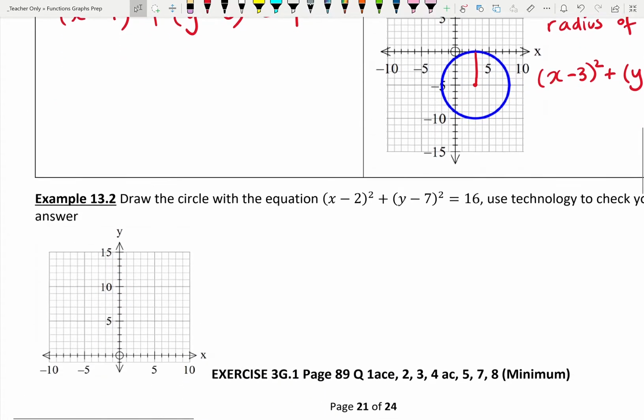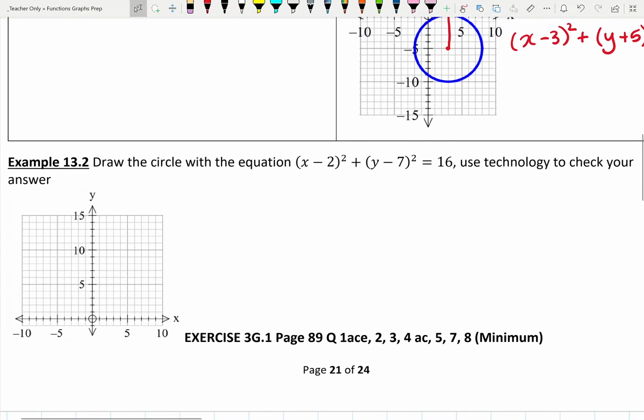Question 13. Draw the circle with the equation x minus 2 all squared plus y minus 7 all squared equals 16. So our centre is going to be at 2, 7. So the x coordinate is the opposite of minus 2, the y is opposite of minus 7. And the radius is going to be 4 because 16 is 4 squared.